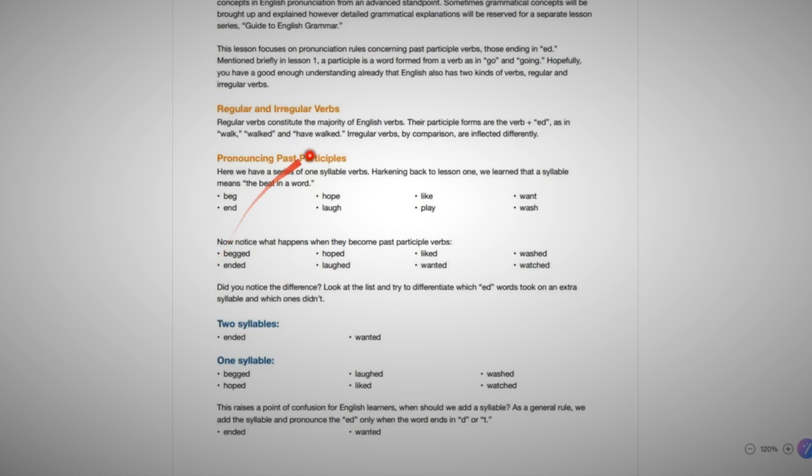And the ones that ended in T, like want, became wanted. So the rule is verbs ending in D and T, we pronounce the ed participle as a second syllable or as another syllable. Want, wanted. Isolate, isolated. But the other ones, we just say d or t, right? We don't pronounce that other syllable.